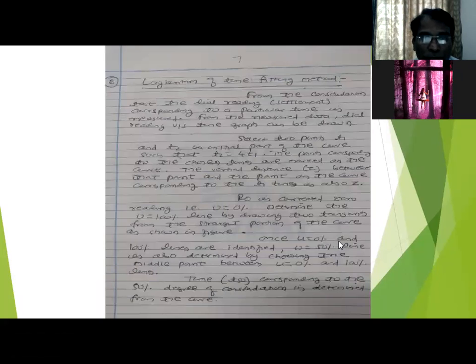Once U0 and U100 lines are identified, the U50% line is also determined by choosing the middle point.